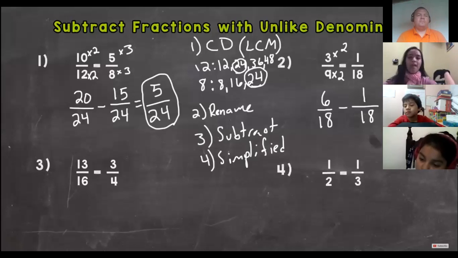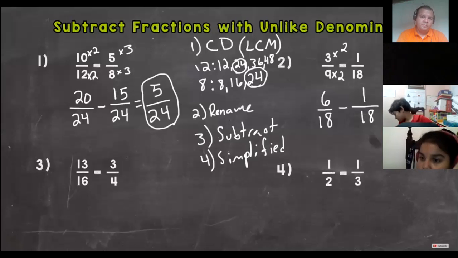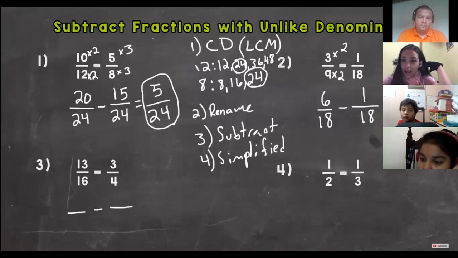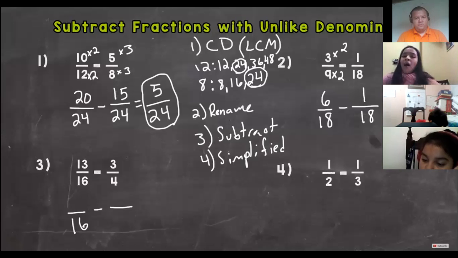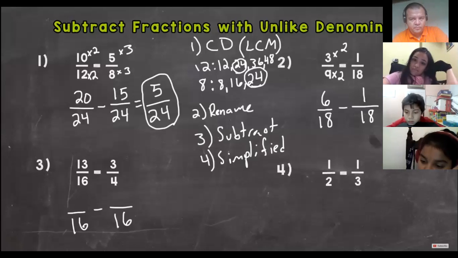Number 3, 13/16 minus 3/4. So we need to think what our common denominator is. Where are 16 and 4 going to meet first? And they are going to hit at 16. That is the least common multiple, which will be our common denominator. So 13/16 already has a denominator of 16, so we are done there.